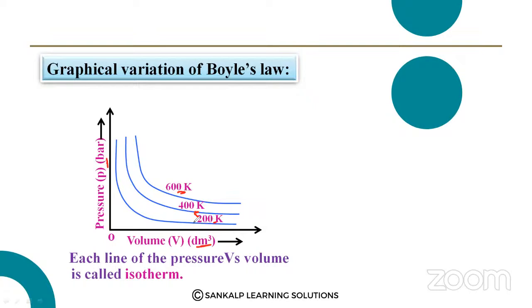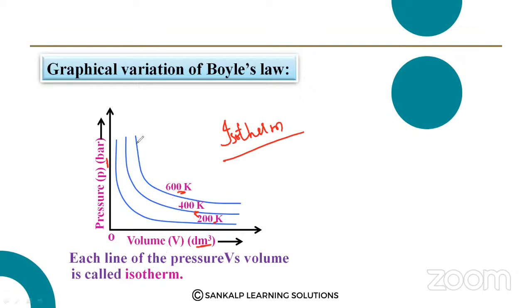It is different because for a given mass of gas, for different amounts of gas taken, it varies only with the temperature. Each curve corresponds to a different constant temperature, and these are nothing but what are called isotherms. Each curve corresponding to a different constant temperature is your isotherm.